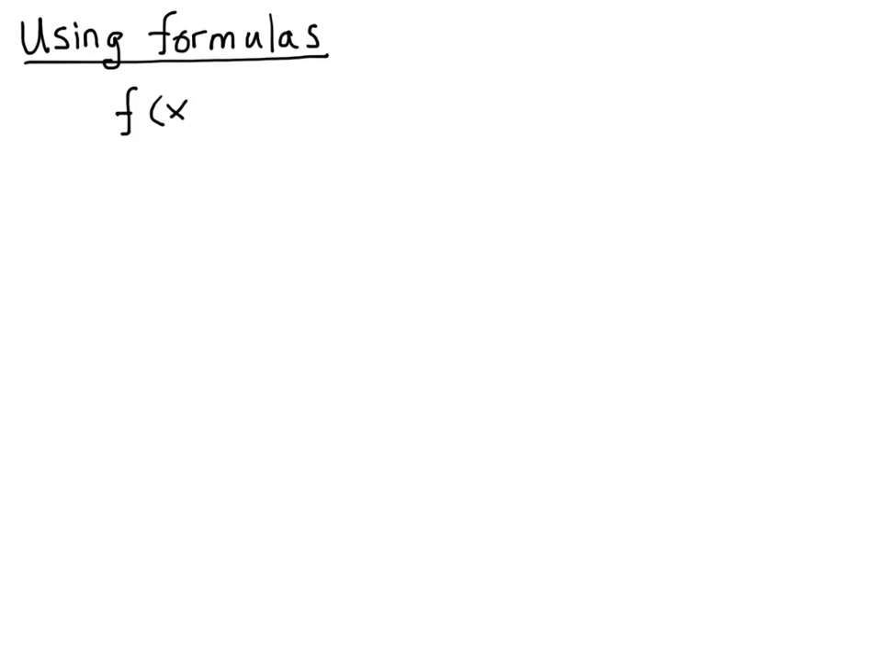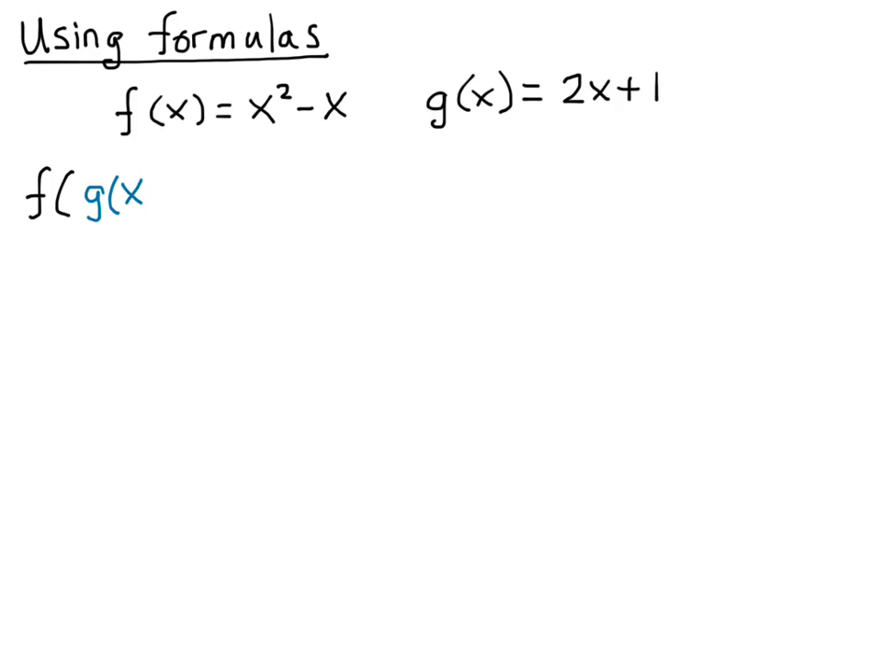Okay, so let's go back to an algebraic definition. Let's say we have 2 functions like this, where f at x equals x squared minus x, and g at x is 2x plus 1. If we want to do this composition, this function of f at g at x, this is going to be the same thing as f at 2x plus 1, right? Because g at x is 2x plus 1.